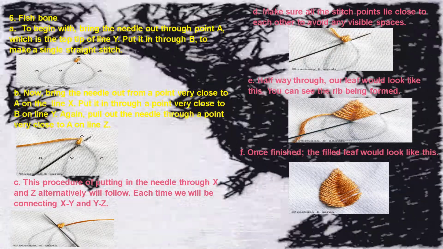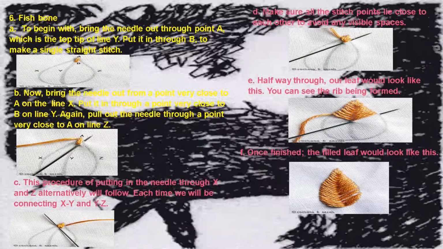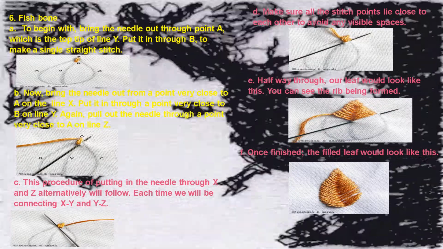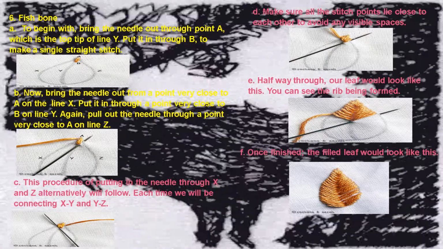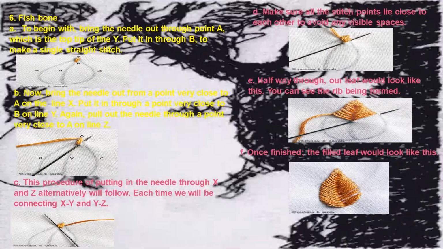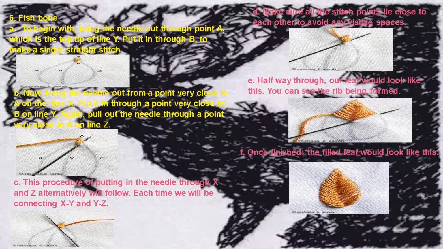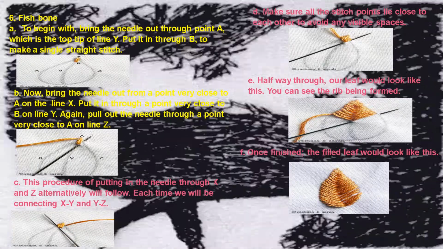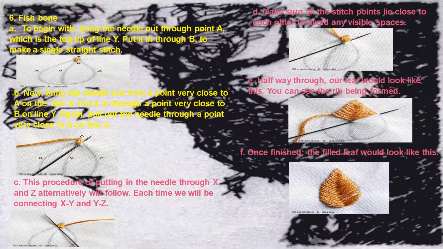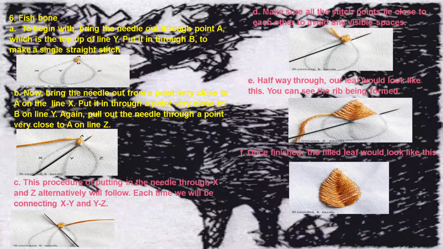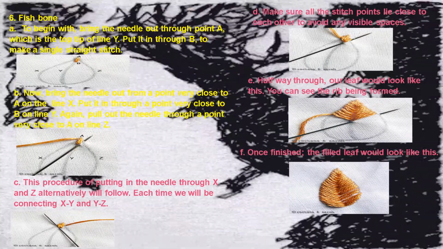Now, bring the needle out from a point very close to A on the line X. Then put it into a point very close to B on line Y. Again, pull out the needle at a point very close to A on line Z. This procedure of putting in the needle through X and Z alternately will follow. Each time we will be connecting X, Y, and Z.